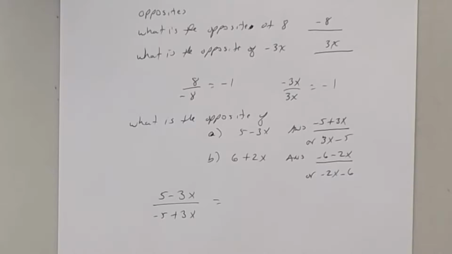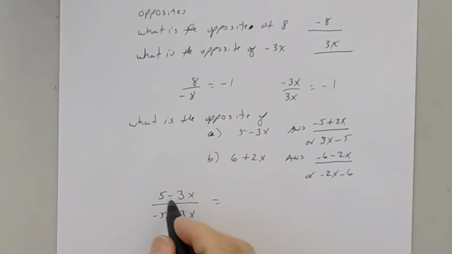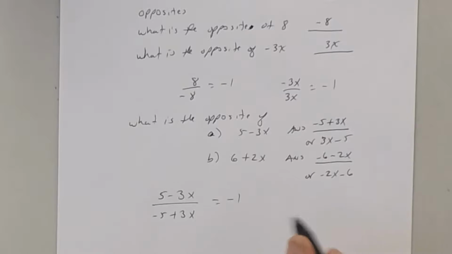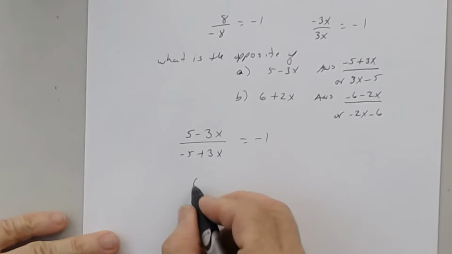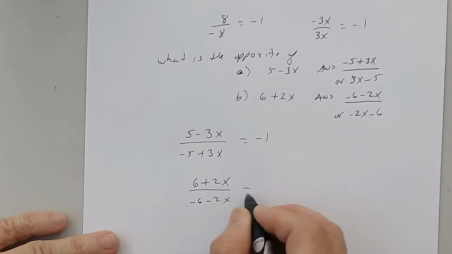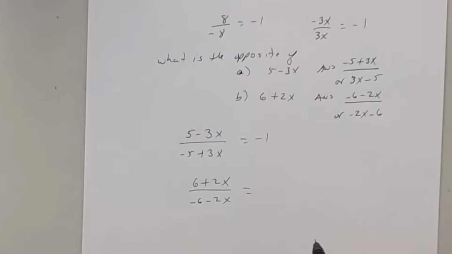So when you divide factors that are opposites, you better get what number? -1. So 5 minus 3x divided by -5 plus 3x, which is the opposite, should be -1. Just like over here, what's 6 plus 2x divided by -6 minus 2x? What should that equal? -1.